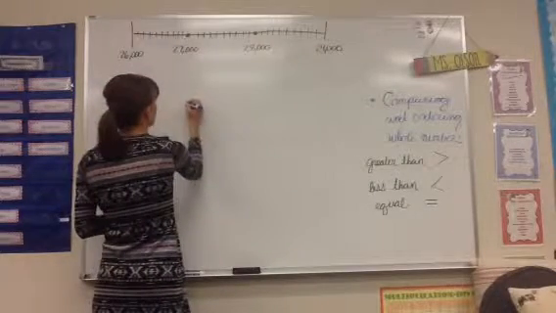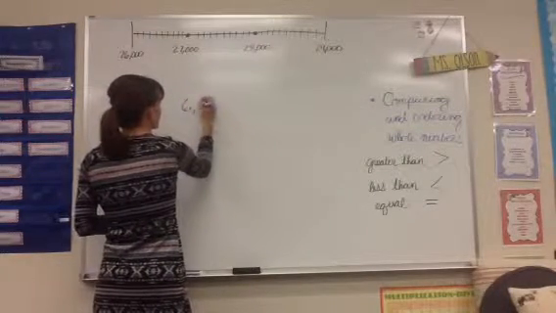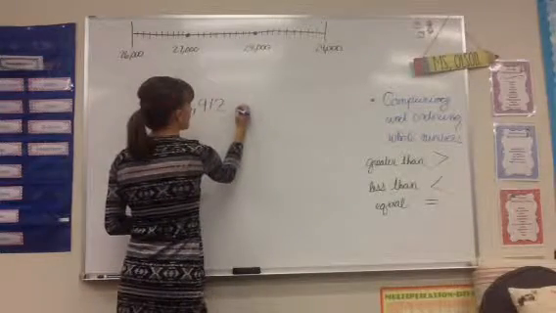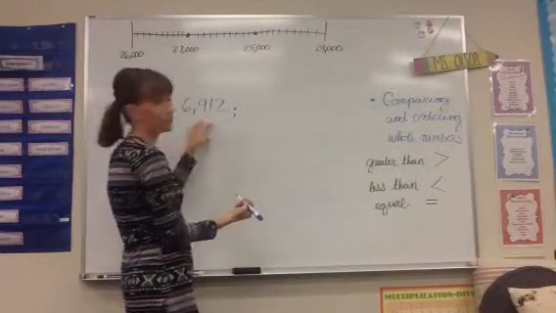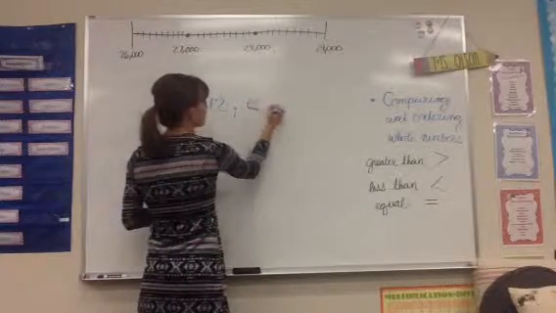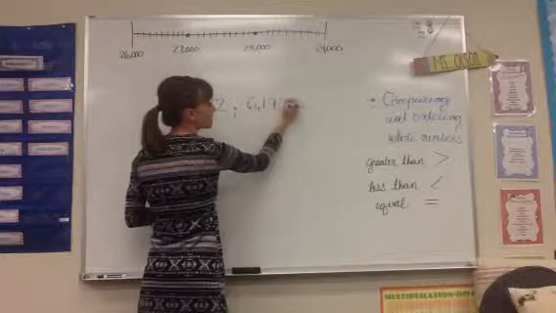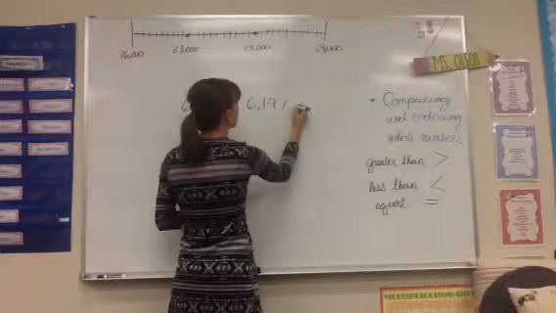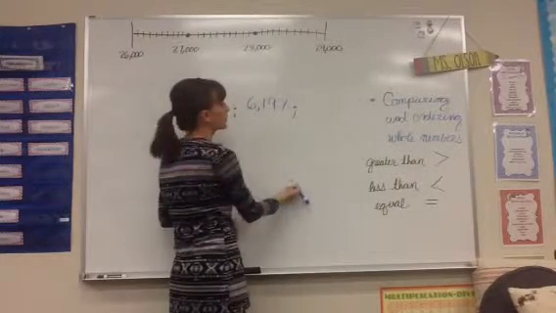Let's do 6,912. Then we're going to do a semicolon so that you know this is a separate number. Let's do 6,197. And semicolon so you know it's a different number.